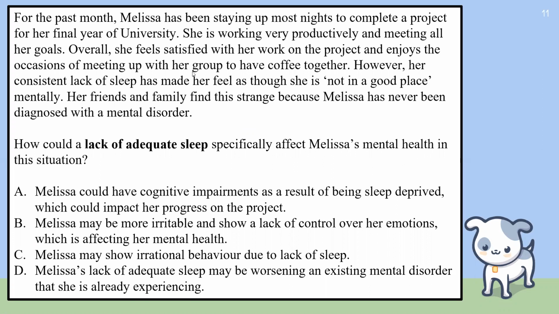So you had to really look at what the scenario gives you and then link it to the best option. Just kind of eliminating the options. Before I go through that, the answer here will be B. But before I explain why it's B, we'll eliminate the first few options. Melissa could have cognitive impairments. Yes, anyone who's sleep deprived can have cognitive impairments, which could impact her progress on the project. Well, it can't be A, because the scenario says she's working very productively on the project and meeting all her goals. So it's not really looking like her lack of adequate sleep is affecting her project performance. It can't be option C because there's nothing in the scenario that suggests that Melissa is showing irrational behavior.